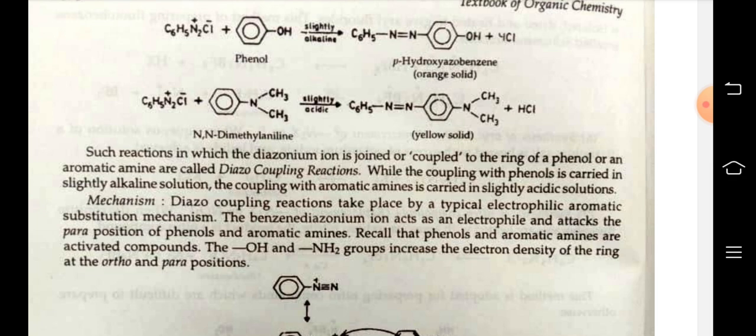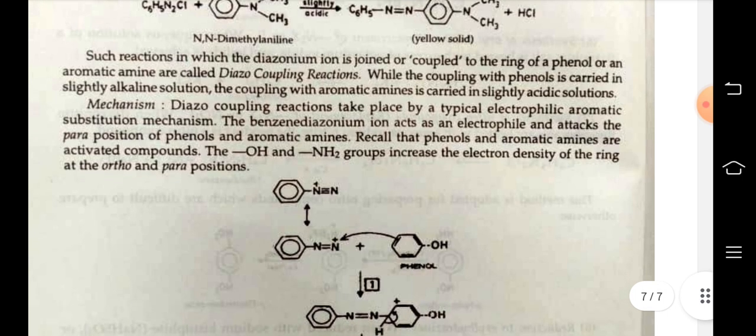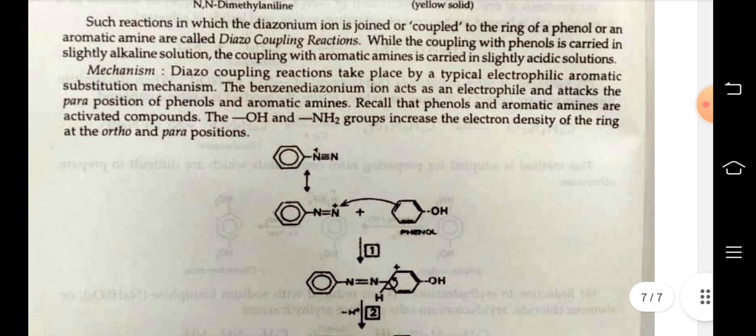Such reactions in which the diazonium ion is joined or coupled to the ring of a phenol or an aromatic amine are called diazo coupling reactions. While the coupling with phenols is carried out in slightly alkaline solution, the coupling with aromatic amines is carried out in slightly acidic solution. Mechanism: diazo coupling takes place by a typical electrophilic aromatic substitution mechanism. The benzene diazonium ion acts as an electrophile and attacks the para position of phenols and aromatic amines.